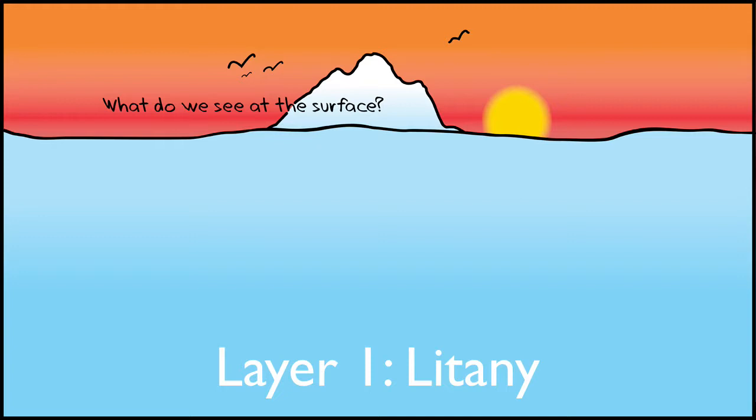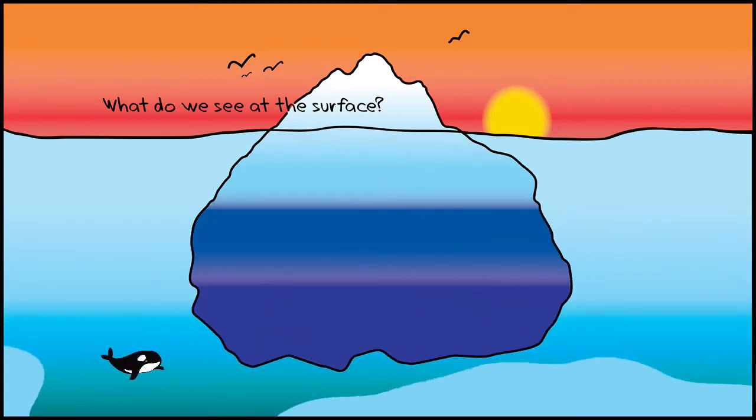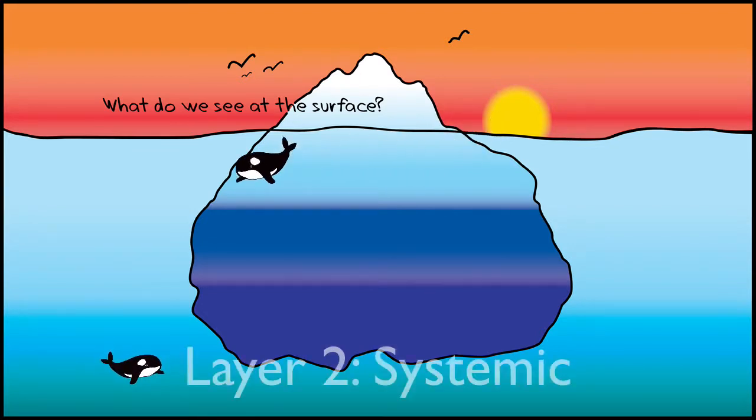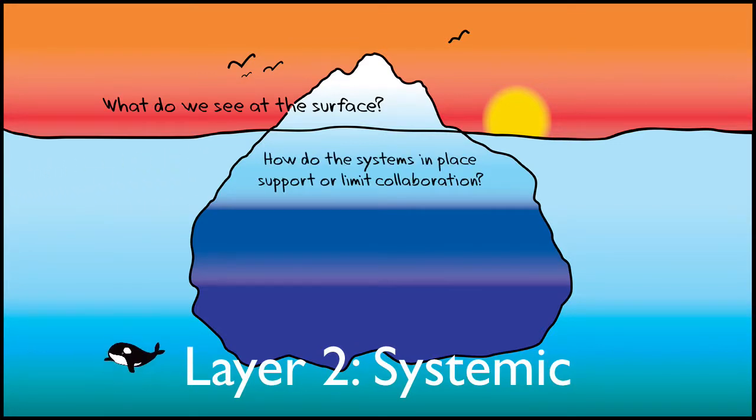In order to help Joshua and his teacher, we need to put on our scuba gear and dive below the surface of the iceberg. The second layer of CLA is the systemic layer. In this layer, we ask questions about how the systems in place limit or support Joshua and his teacher.